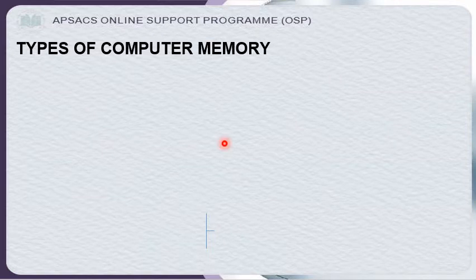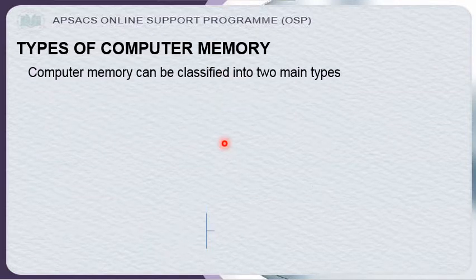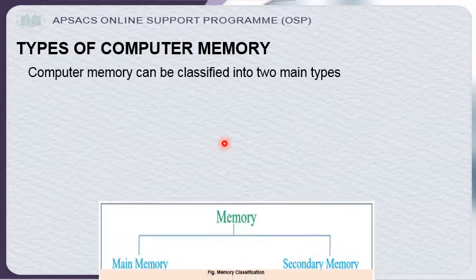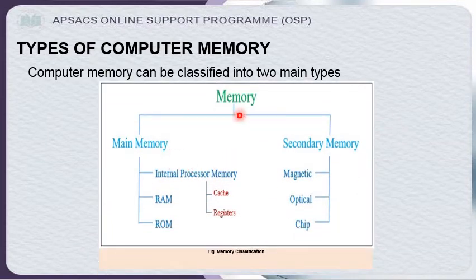We classify computer memory into two types: main memory and secondary memory. Main memory is further divided into three categories: internal processor memory, RAM, and ROM. Internal processor memory is further divided into two categories, which are cache memory as well as registers.